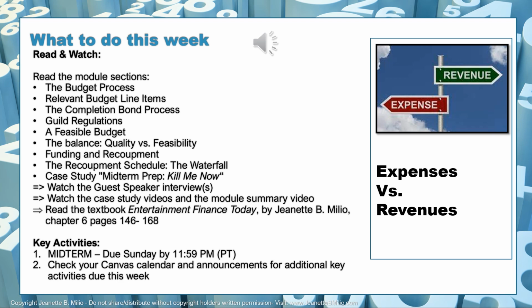So in detail for you to read and watch this week are the module sections, the budget process. It's all about how we're going to put a budget together, how these line items work with each other, and what are some of the ranges in the relevant line items that we apply in our film budgets. We'll also talk about the completion bond process as well as the guild regulations. We'll talk about the budgeting in connection with the quality versus feasibility of our project.